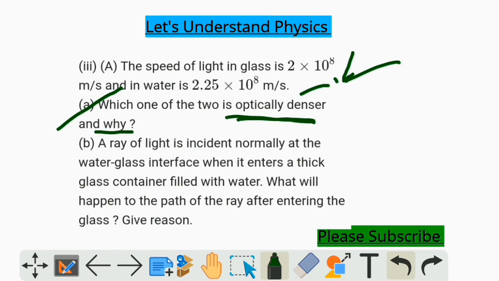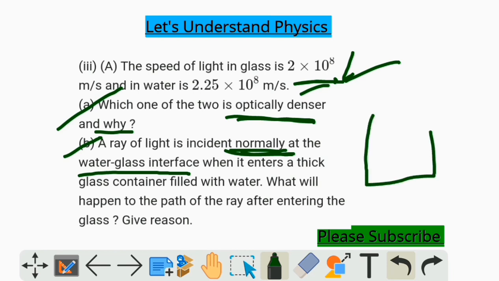In optically denser medium, the speed of light decreases. So in the given two media, the speed of light is less in glass. That's why the glass is taken as optically denser medium. Understood? So B question. A ray of light is incident normally at the water glass interface, then normally, see this condition, when it enters a thick glass container filled with water. Okay. What is happening? Water glass interface. How it is happening? It is entering a thick glass container filled with water, it seems.